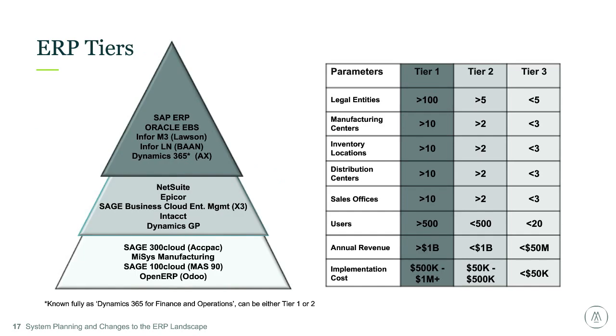There are 3 tiers of ERP systems. And broadly speaking, systems are classified into these tiers based on their functional capability. They're classified based on their scalability. And they also classify based on the typical revenue of the organizations that use them. And we also see them classified as tiers based on the cost of implementation.